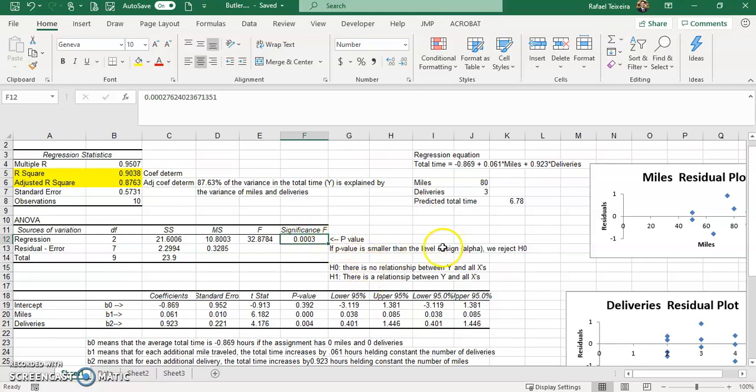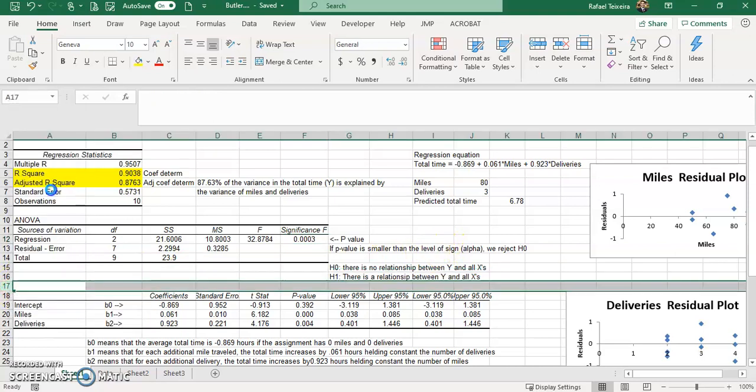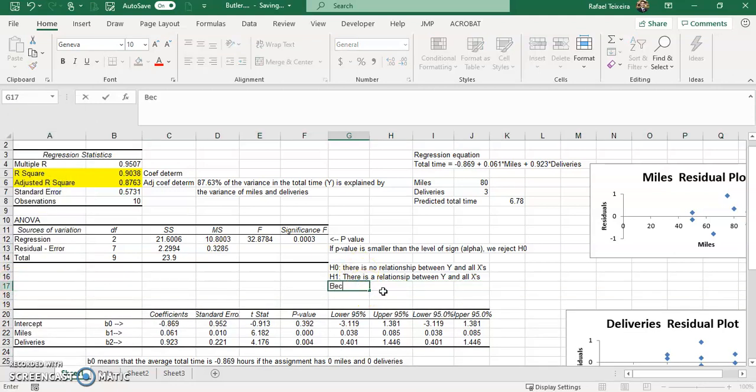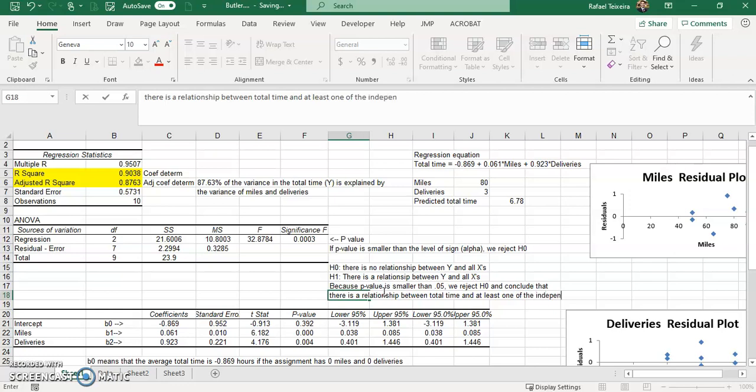So we reject the null hypothesis, and our conclusion is, let me insert here, I'm interpreting: because the p-value is smaller than 0.05, we reject the null hypothesis and conclude that there is a relationship between total time and at least one of the independent variables.